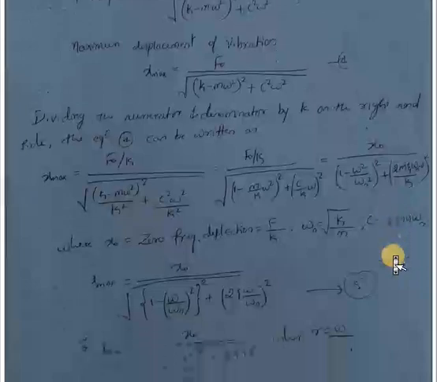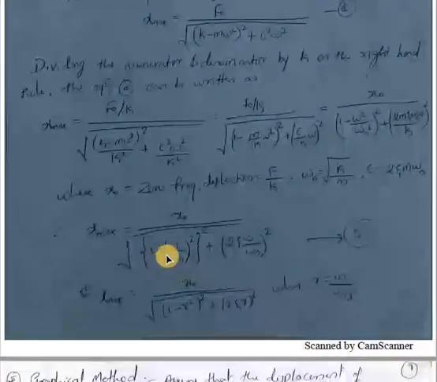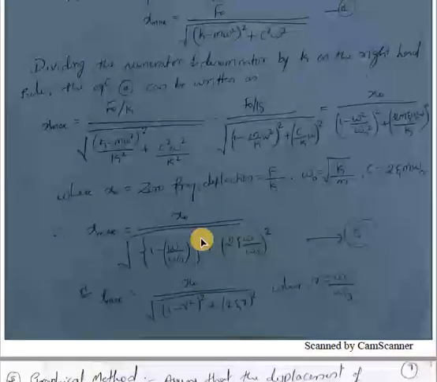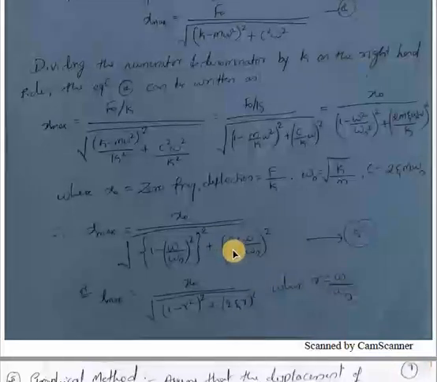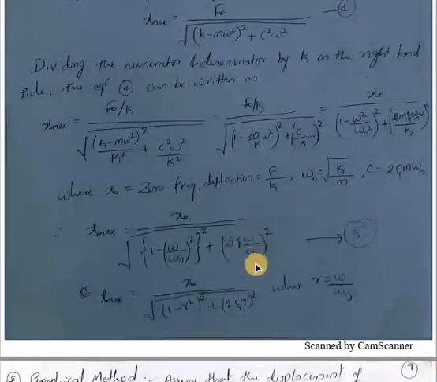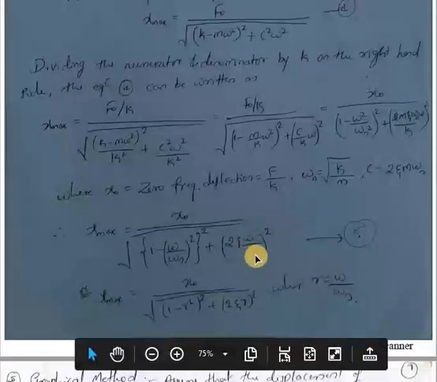Then I can write the equation as x max as x naught divided by root of 1 minus omega by omega n square whole square, plus 2 zeta into omega by omega n whole square. So here this x naught is nothing but zero frequency deflection, which is equal to f by k. Remember this. Here I am having 1 omega n and I am having m by k. So m by k is nothing but 1 divided by omega n square. So the omega n will get cancelled here. That is why I am left with only 1 omega n.